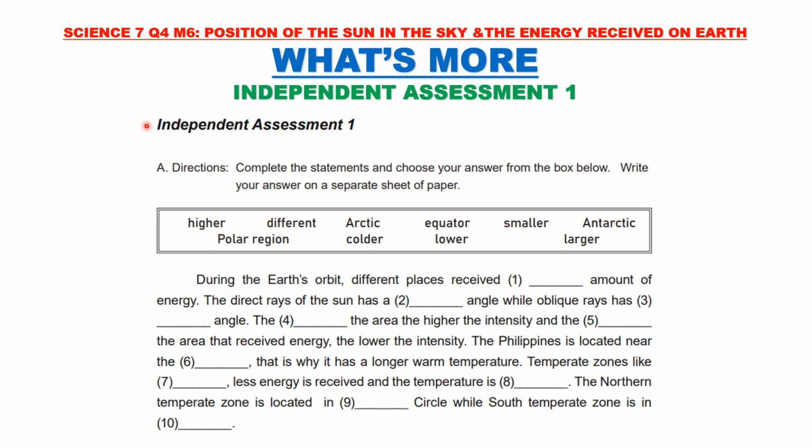Independent Assessment 1, Part A. Complete the statements and choose your answer from the box below. Your choices are higher, different, Arctic, equator, smaller, Antarctic, polar region, colder, lower, and larger.